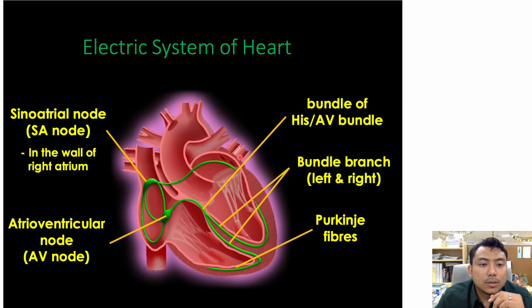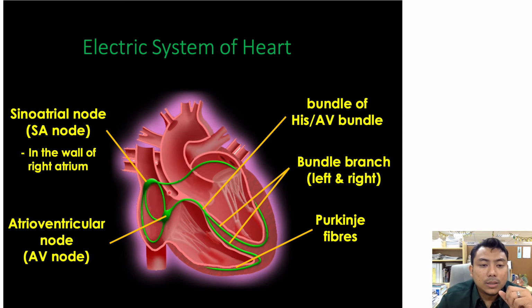Okay, so this is the electric system of heart. So memang ada electric lah juga kan. So we have two nodes. So first we have the sinoatrial node bahagian atas ni, and then we have the AV node which is atrioventricular node dekat bahagian bawah ni. So SA node ni terletak dekat in the wall of the right atrium. So dia tak ada dekat right and left, hanya dekat right sahaja. And then these green wires over here is the nerves, saraf.